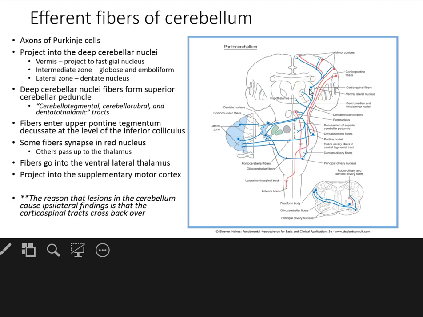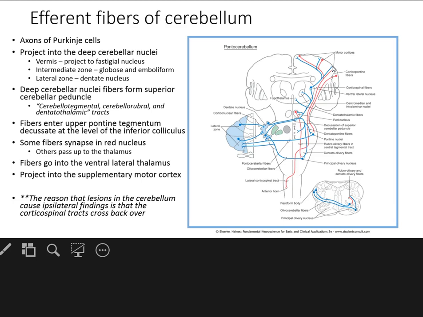Now the next set of fibers will move from the ventrolateral thalamus up into the supplementary motor cortex, and you can see these depicted here. This information from the cerebellum going into the supplementary motor cortex is going to complement the information that the corticospinal tract is going to be carrying back down. The cerebellar information is essentially modulating the movement that is coming with the body, and so that information is going to come down and be carried with the corticospinal tract.